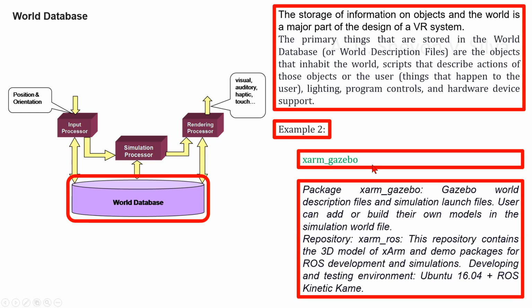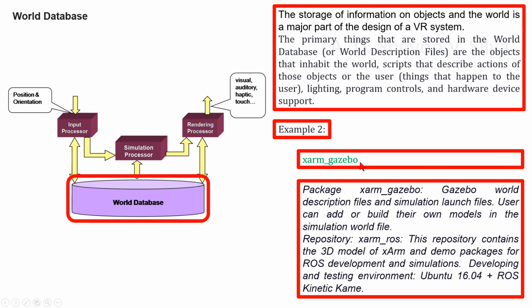As an example too, we can consider the xarm_gazebo package. xarm_gazebo contains the gazebo world description files and simulation launch files. Users can add or build their own models in the simulation world file. This is in the repository xarm_ros. This repository contains the 3D model of xArm and demo packages for ROS development and simulations.